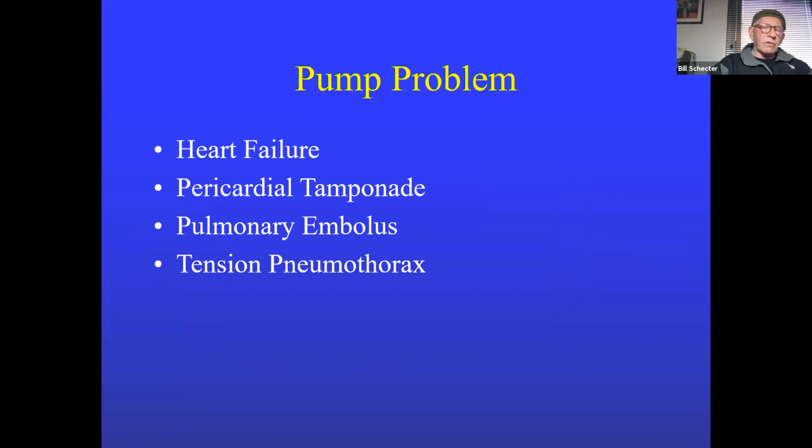So let's take that simple system that we just discussed and apply it to the human being. If you have a pump problem, that means you've got a problem with your heart. And you could be in acute or chronic heart failure. You could have pericardial tamponade. You could have a pulmonary embolus, which is kind of like throwing a wrench in the pipe. You're blocking the outflow of the pump. Or you could have a tension pneumothorax.